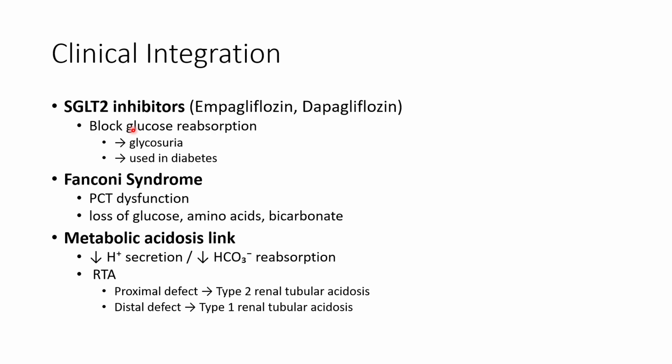So there will be loss of glucose, amino acids, bicarbonate. Apart from this, if acid handling at the proximal site is defective, that leads to type 2 renal tubular acidosis. However, if it is affected at the distal level, that leads to type 1 renal tubular acidosis. It is also called RTA in short.